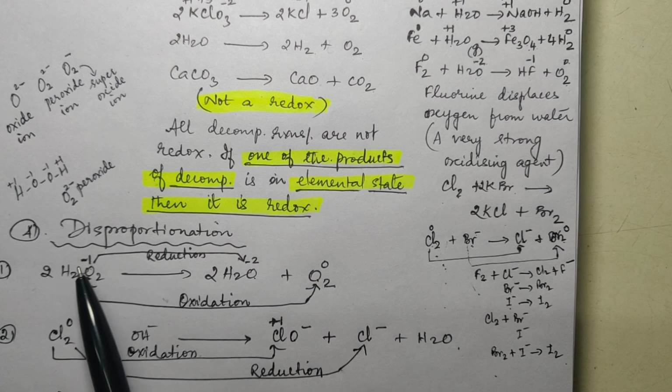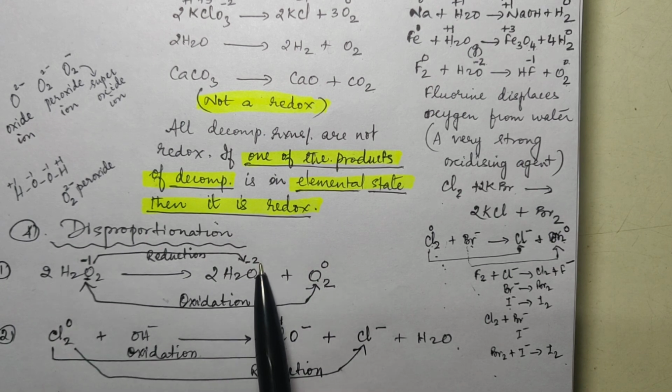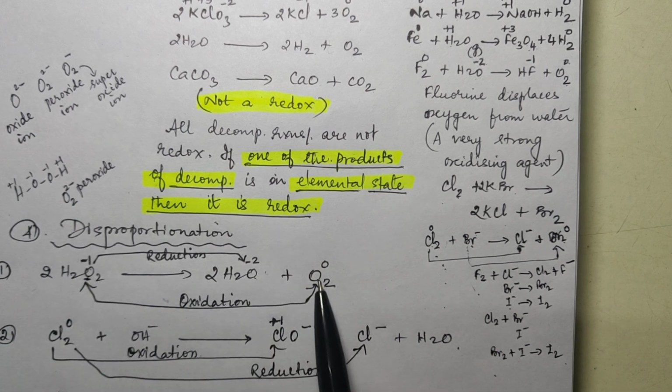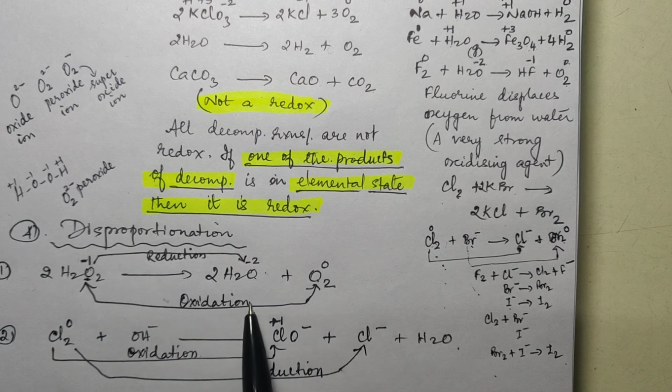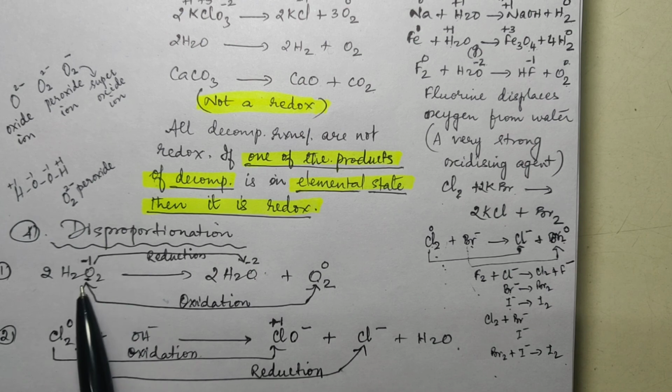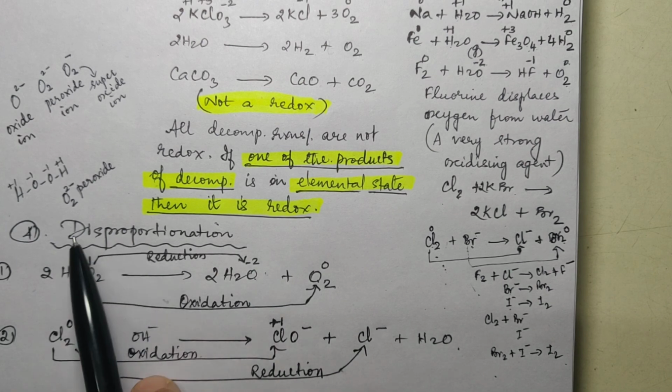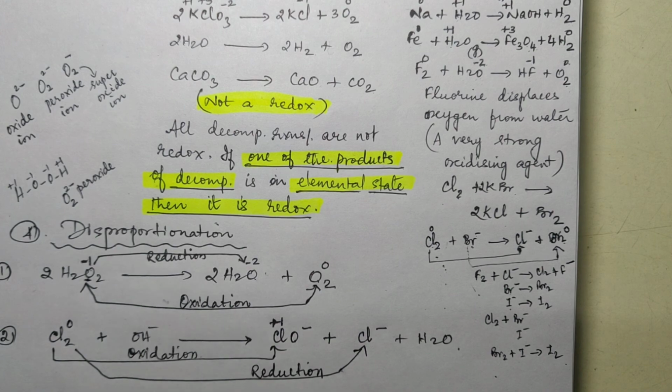So from the -1 state, it is reduced to -2. -2 is less than -1, so it is reduced, and -1 is oxidized to 0. Okay, so this is oxidation, this is reduction. So the same species, that is O, is getting both oxidized as well as reduced. So it is called disproportionation.